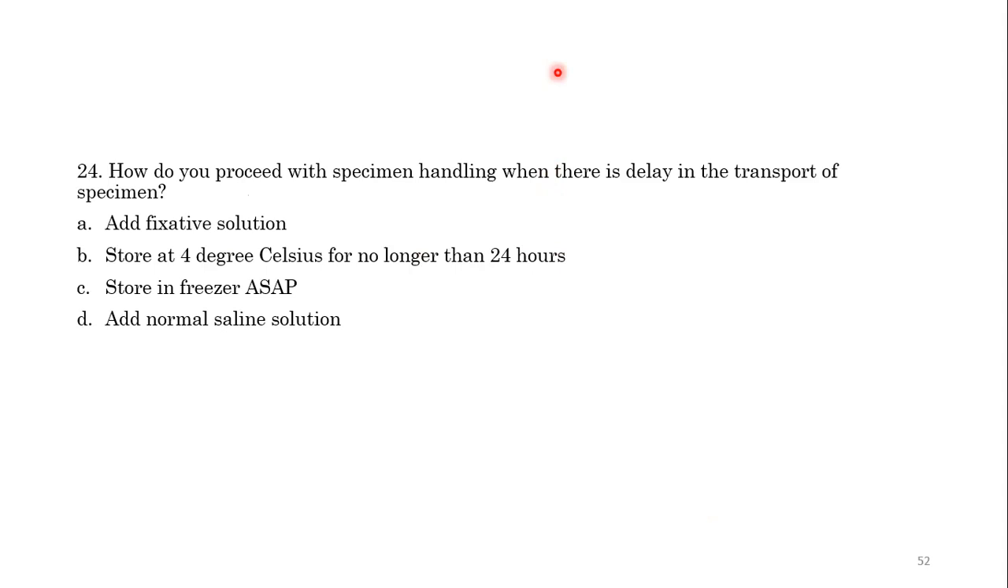Number 24, how do you proceed with specimen handling when there is a delay in the transport of the specimen? A, add fixative solution. B, store at 4 degrees Celsius for no longer than 24 hours. C, store in freezer ASAP, or as soon as possible. Or D, add normal saline solution. The correct answer for number 24 is letter B. You need to store the specimen at 4 degrees Celsius as long as it is no longer than 24 hours. Number 24, letter B.